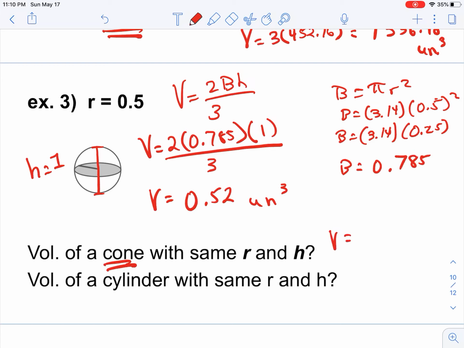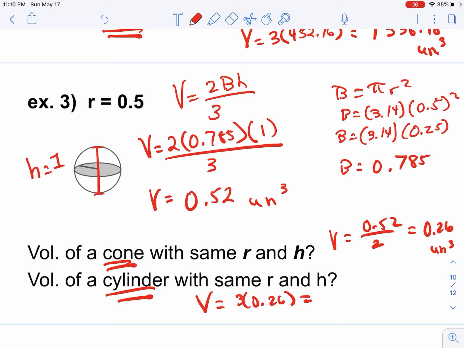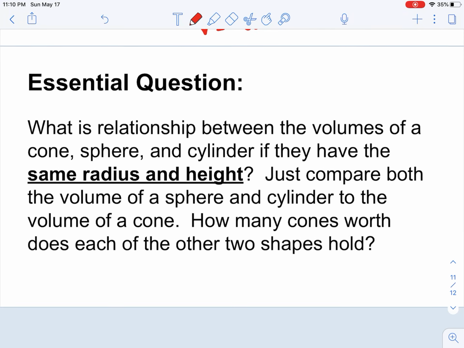If you're looking for a cone with that same radius and height, take half of it. All right, so that's going to give us what? 0.26, right? So that's units cubed. And then if you're looking for the cylinder, that's going to be 3 times the cone's amount. So 3 times 0.26 equals 0.78.